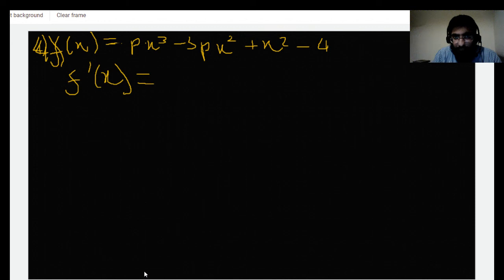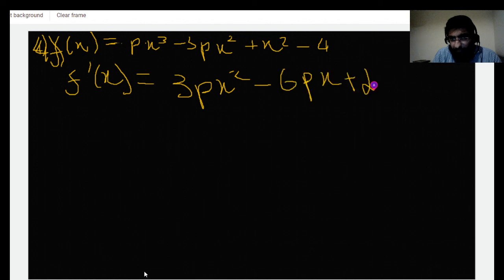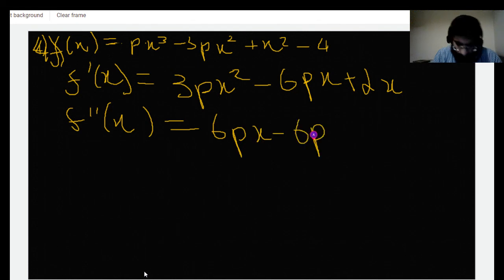So f dash x becomes 3 p x square minus 6 p x plus 2x plus 1. Leave the constant alone, it doesn't even have an x. 3 into 2, 6 px minus 6p. Okay, and now I put f double dash 2.